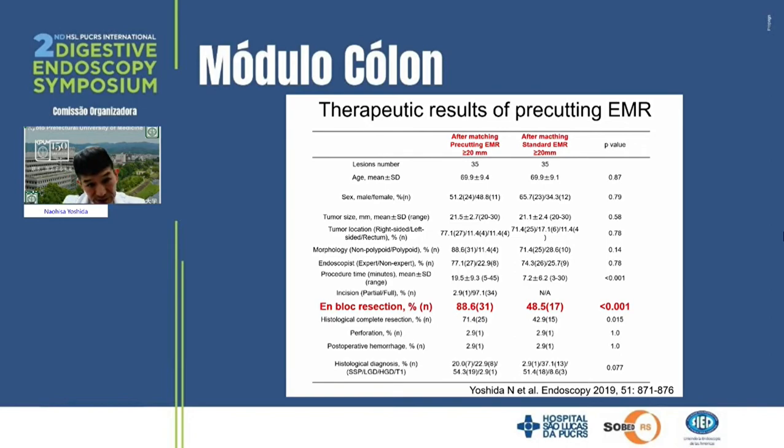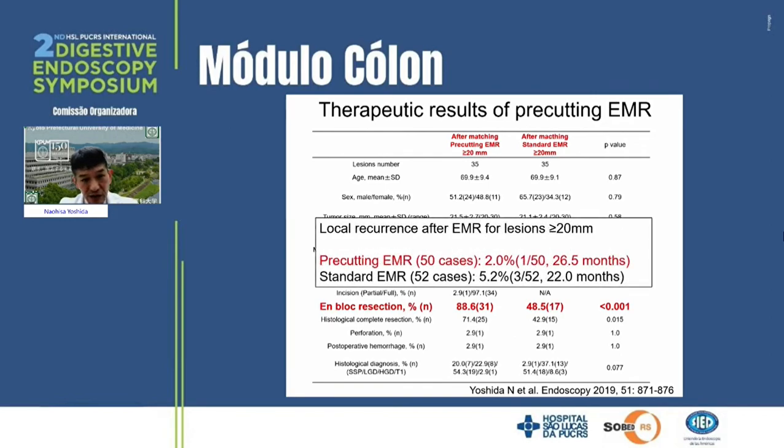And regarding procedure time, precutting EMR's procedure time was a little bit longer than standard EMR. However, it was 19.5 minutes, not so long as ESD. So I think this procedure time is acceptable for endoscopic treatment. And we also analyzed local recurrence after EMR for lesions more than 20 millimeter. And fortunately, precutting EMR as a group showed low recurrence rate like that.